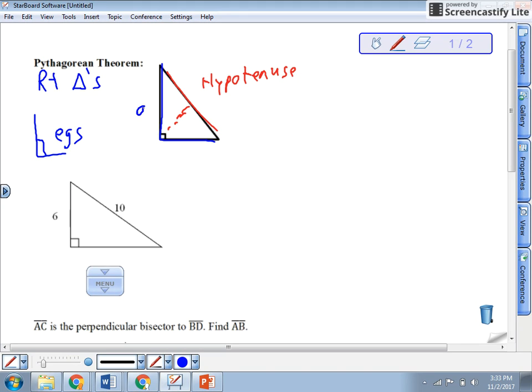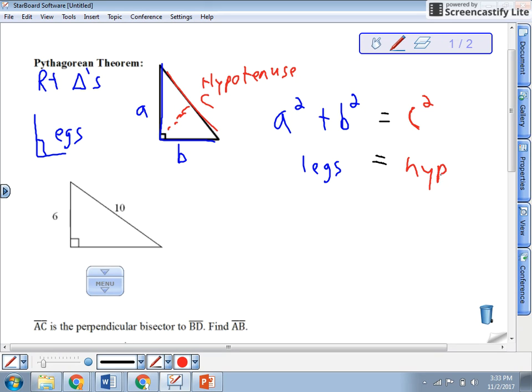Well, they usually use the letters A and B for the legs, and they use the letter C for the hypotenuse. What's the formula then? Well, it's the legs squared equals the hypotenuse squared. You'll see it written as A squared plus B squared equals C squared. But remember, again, it's the legs squared always equaling the hypotenuse squared.